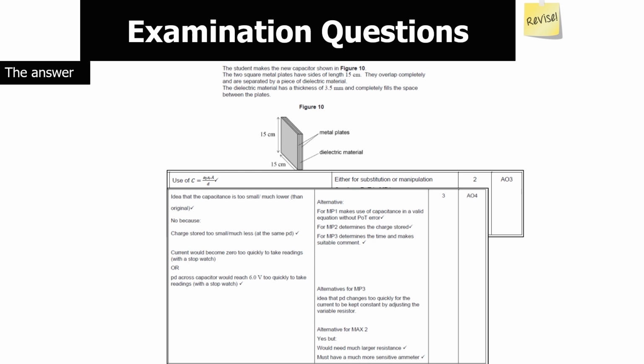Now charging a capacitor is like pouring water into a jug, so if we pour it at the same rate, it's going to fill up a lot faster, and most likely you're not going to get many measurements because the current would very quickly reach zero. The capacitor would become completely full of charge before you had to take your readings every 10 seconds, so it just would not work. So the potential difference across the capacitor would reach 6 volts before you could take your readings with the stopwatch.